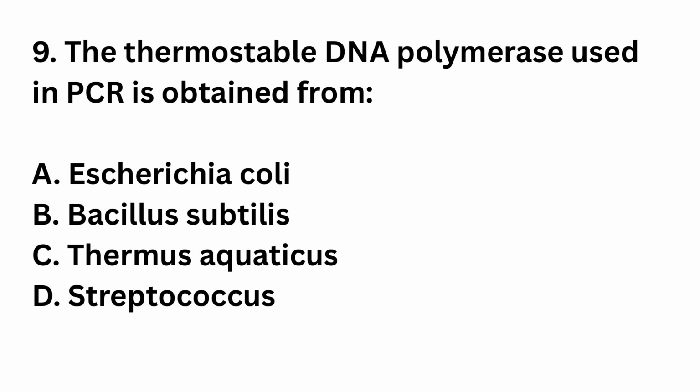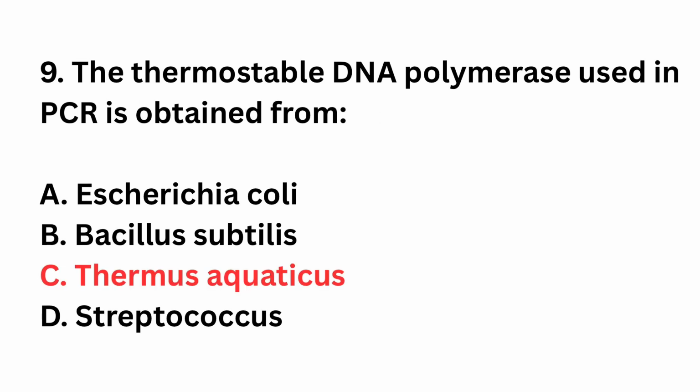Question number 9. The thermostable DNA polymerase used in PCR is obtained from Escherichia coli, Bacillus subtilis, Thermus aquaticus, Streptococcus. The right answer is option C, Thermus aquaticus. Taq polymerase from Thermus aquaticus remains active at high temperatures used in PCR denaturation steps.